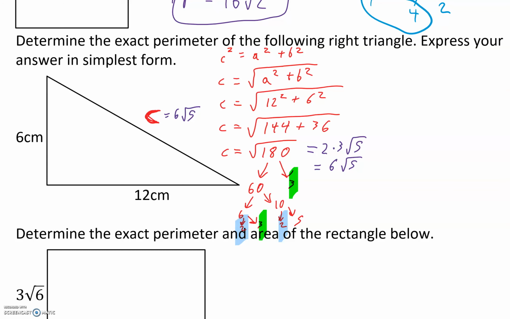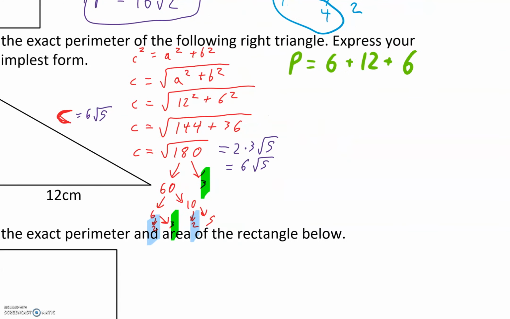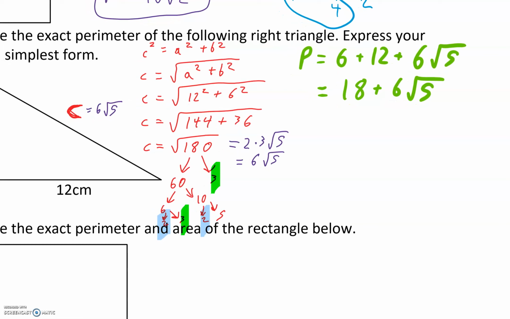Fantastic. And now we're going to find the exact perimeter. Well, perimeter is just adding up all the sides. So 6 plus 12 plus 6 root 5. So 18 plus 6 root 5. And that is our final answer.